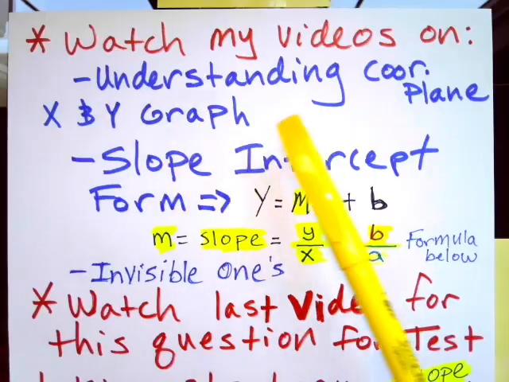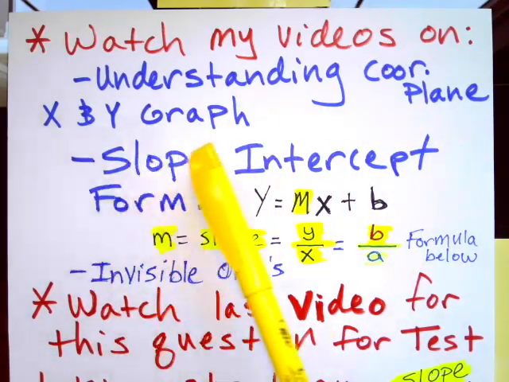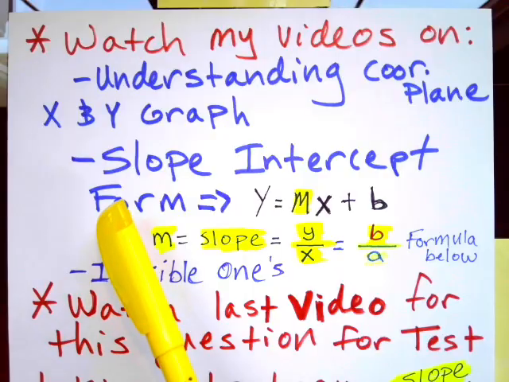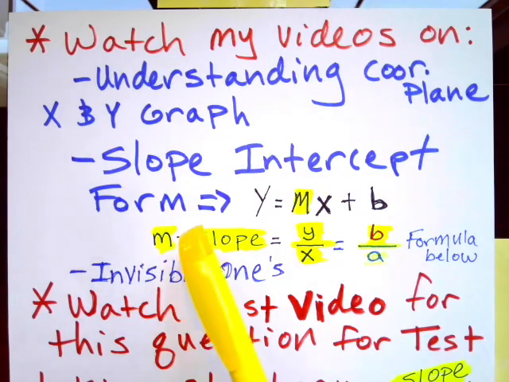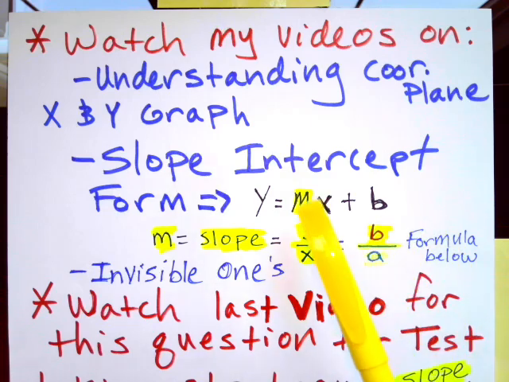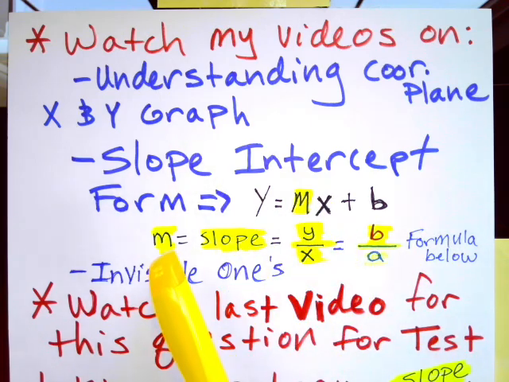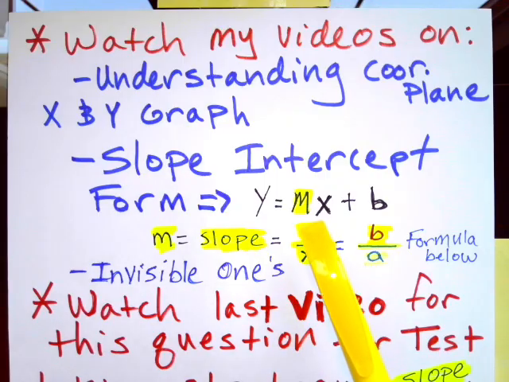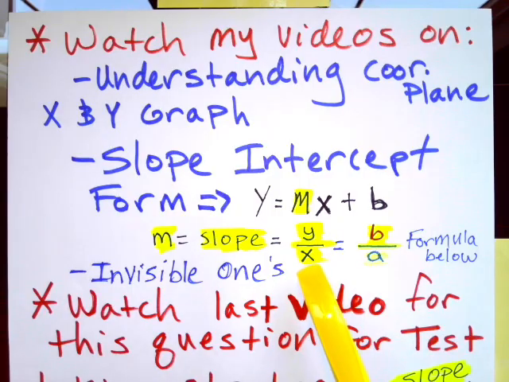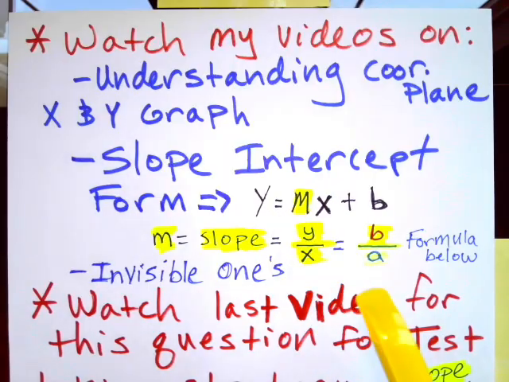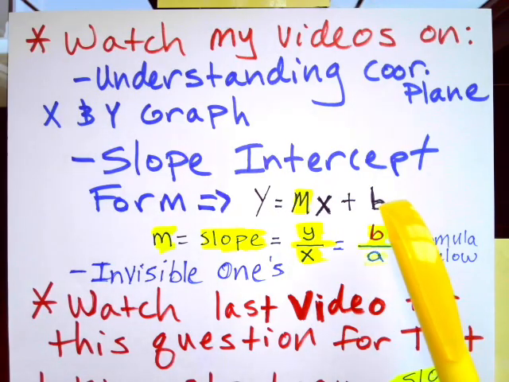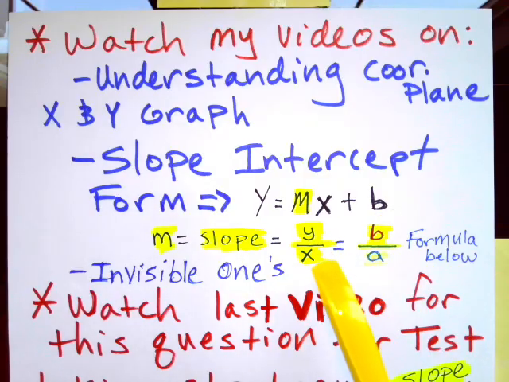All right, so watch my video on understanding the coordinate plane, x and y graph. It's an xy graphing plane. Slope-intercept form, right? Where y equals mx plus b. Something very special about this m. Your m is your slope. The slope represents y over x. Even if it's a whole number, that x will be the invisible one, right? And for this formula, your y value is going to be b. Your x value is going to be a. So it's very important you understand what a slope is in slope-intercept form, right? And so again, b and a represents y over x.